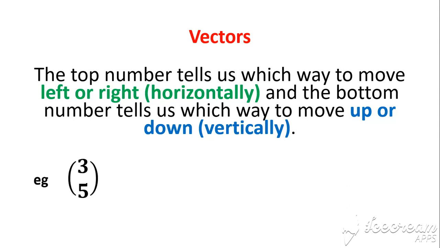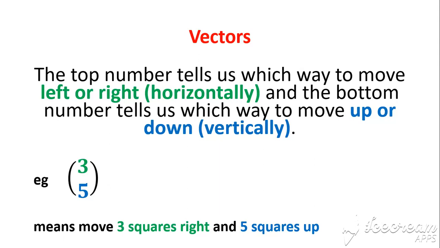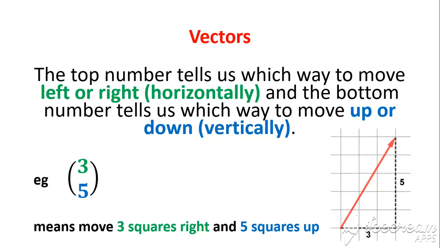So here's an example of what a vector would look like. 3/5 inside brackets. The top number moves 3 squares to the right, and the bottom number means 5 squares up. So we'd start on our grid and go 3 squares across and 5 squares up to end up at a new point.